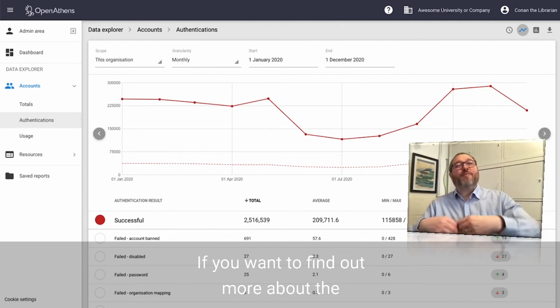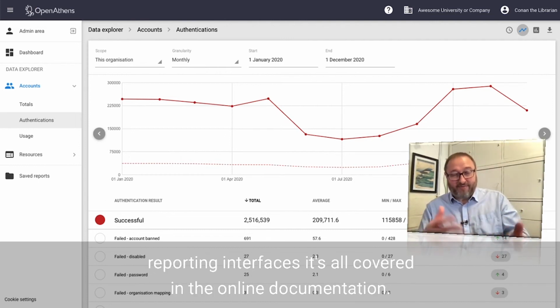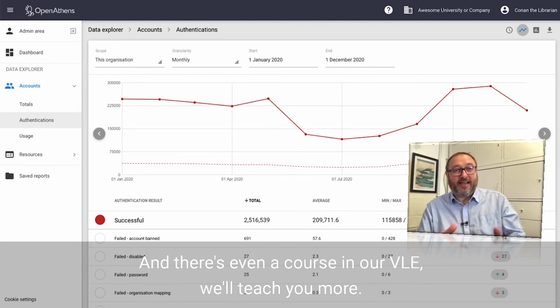If you want to find out more about the reporting interface, it's all covered in the online documentation, and there's even a course in our VLE that will teach you more.